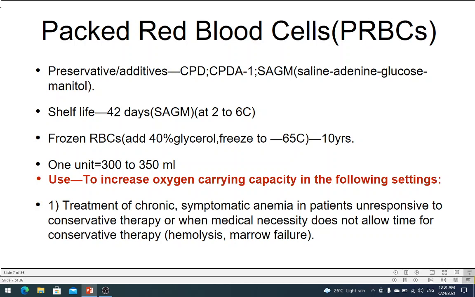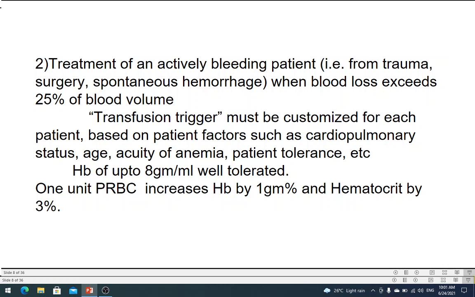And sometimes the patients are symptomatic even with anemia, especially if they are symptomatic and not responding to conservative treatment. By conservative treatment, I mean you give him iron orally, you give him injections of iron, you give him all sorts of things, not just protein. So that is one indication. And as I told you, actively bleeding patients have to have their RBCs replaced. Massive hemorrhage has to be replaced immediately.